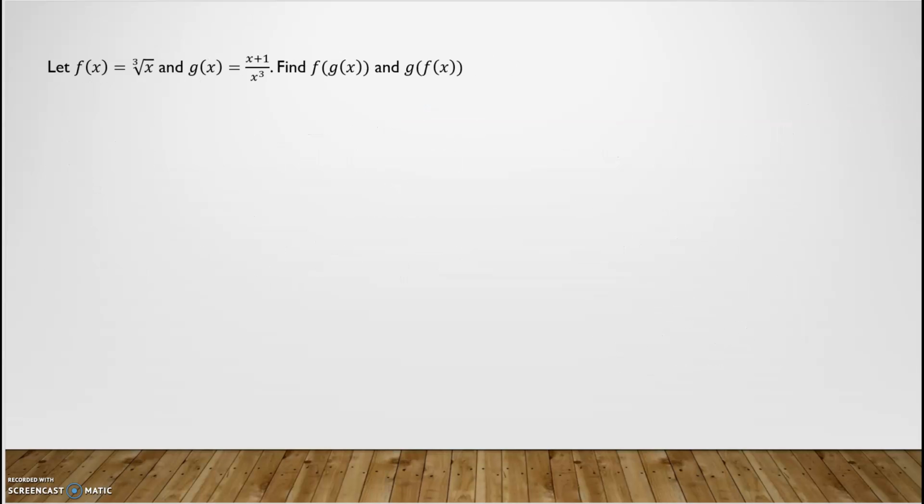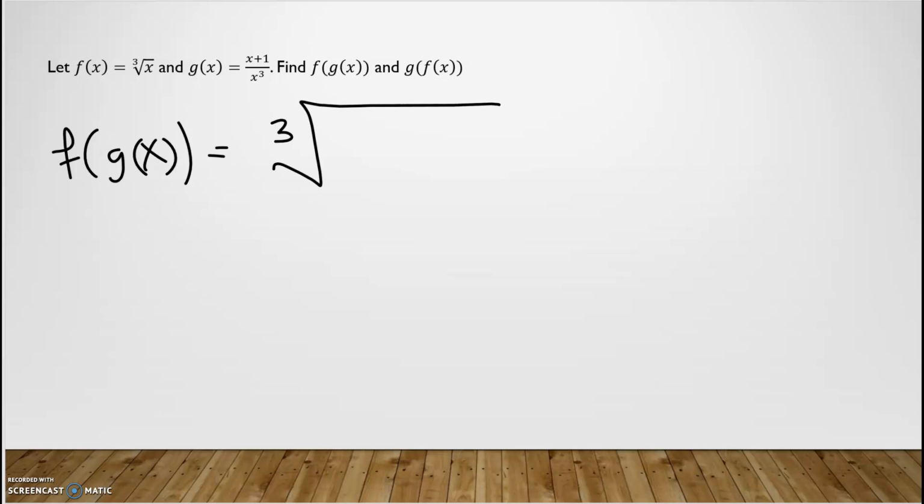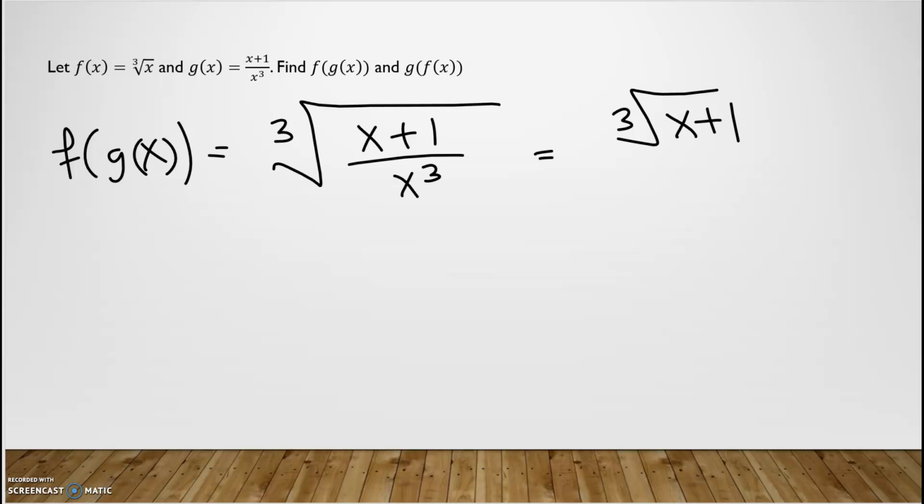Okay, let's try this one. So f of g of x. I'm going to take the cube root of not just x, but x plus 1 over x cubed. Now, anytime I've got a fraction within a root, we're going to divvy that up to the cube root of x plus 1 over the cube root of x cubed.